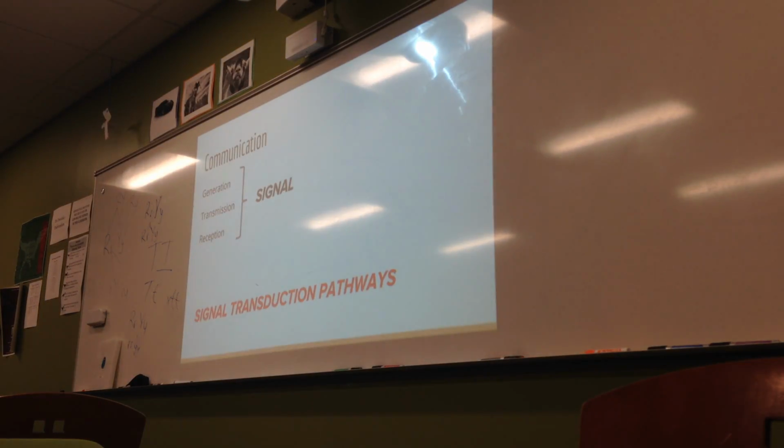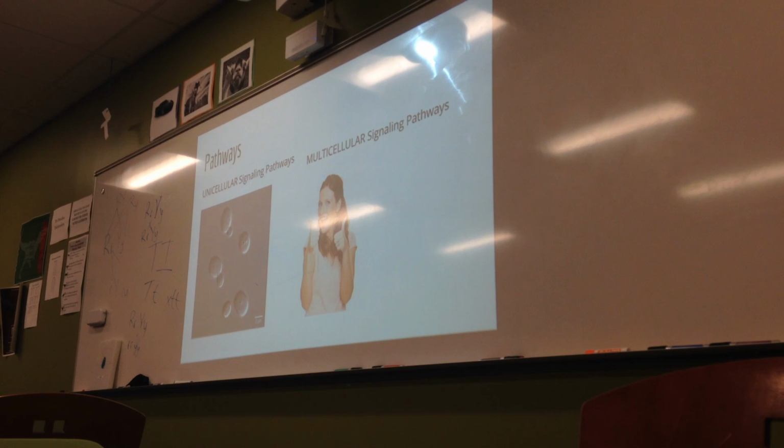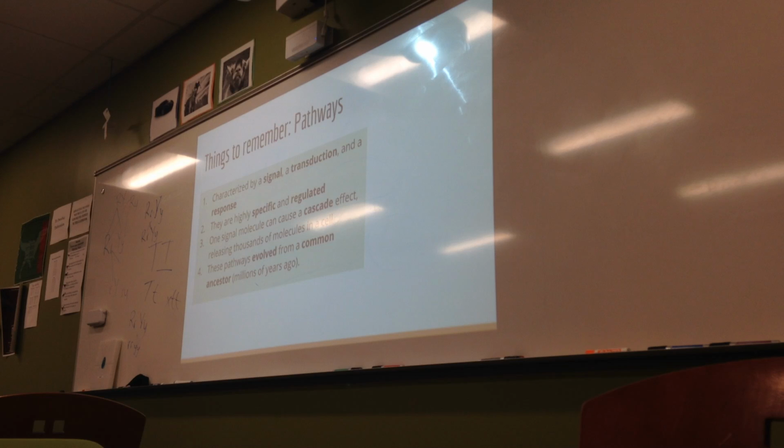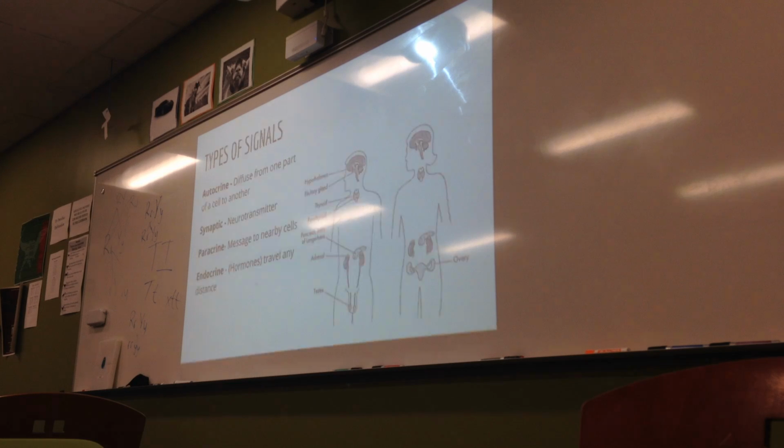Cell communication. The signal is composed of generation, transmission, and reception. We have really complicated signal transduction pathways. We can have unicellular signaling pathways or multicellular signaling pathways. So it's categorized by a signal, a transduction, and a response. They are specific and regulated. One signal molecule can cause a cascade effect, releasing thousands of molecules in a cell. These pathways evolved from a common ancestor, so it's another mechanism that we can use as evolutionary evidence.